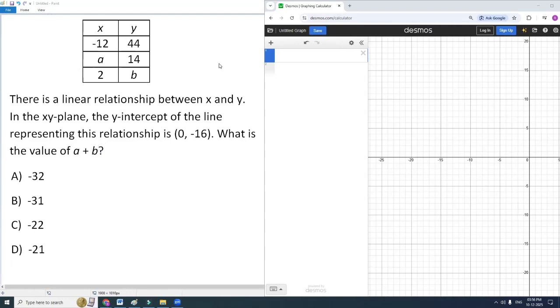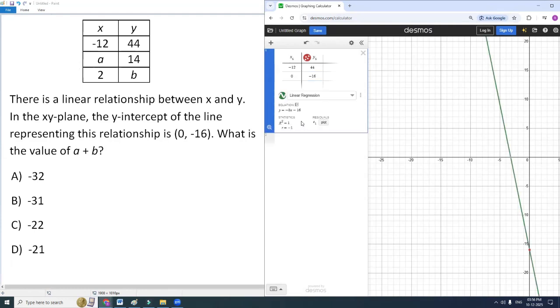Okay, now let me take the 2 points in Desmos. Let me click on this position, go to the table. Now take the first point from the table, that is (-12, 44). Now take the y-intercept, that is (0, -16). Here, click to get the equation of the given linear relationship, that is y = -5x - 16. Let me write over here, y = -5x - 16.